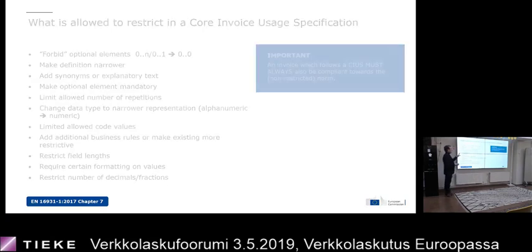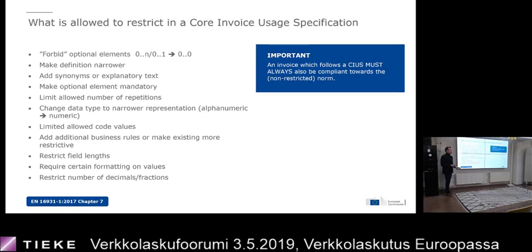And the consequence, and what can be done in the CIUS? This is a list of things that you can do when restricting a data model. Not necessarily good ideas or proposals of what you should do, but this is what's technically allowed. You can forbid optional elements. You can make optional elements mandatory. So like in Denmark, if they must have a specific reference, they can enforce that. You can limit allowed repetitions, you can limit code values, field length, anything that is restricting or limiting is allowed in a CIUS. It's a restriction, and therefore it's allowed. Again, these are not necessarily good ideas, but it's allowed.